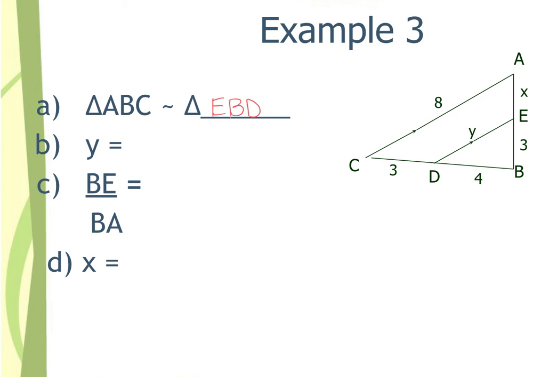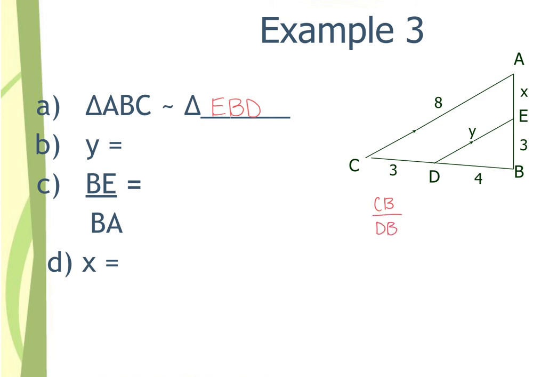And in B, it wants us to solve for y. Before we solve for y, what do we need? Scale factor. How are we going to find the scale factor? CD over DB. Very good. CD over BD, but not quite. It's going to be CB over DB.